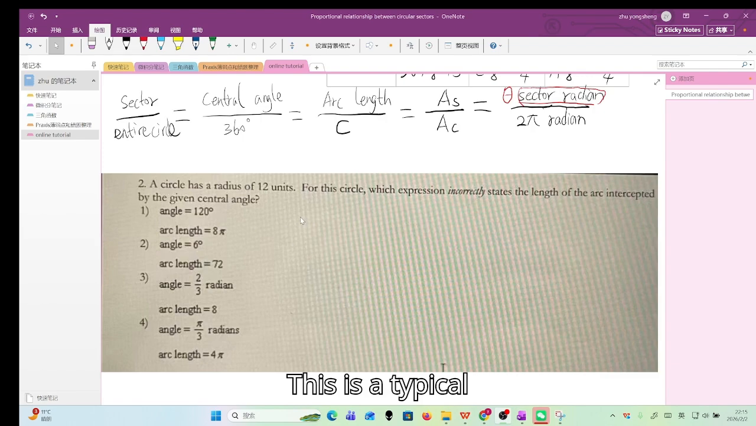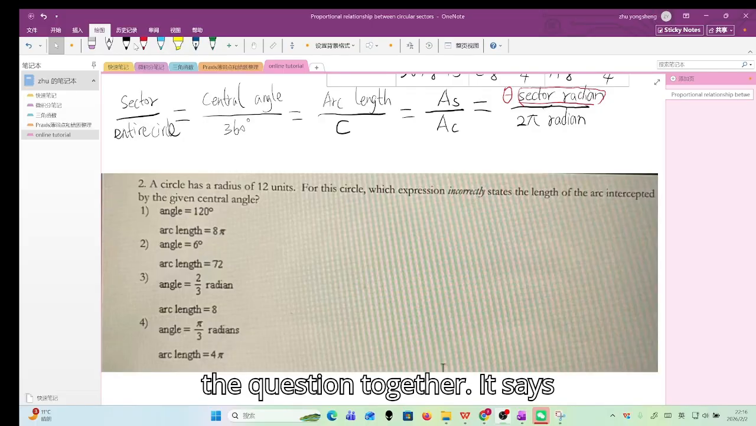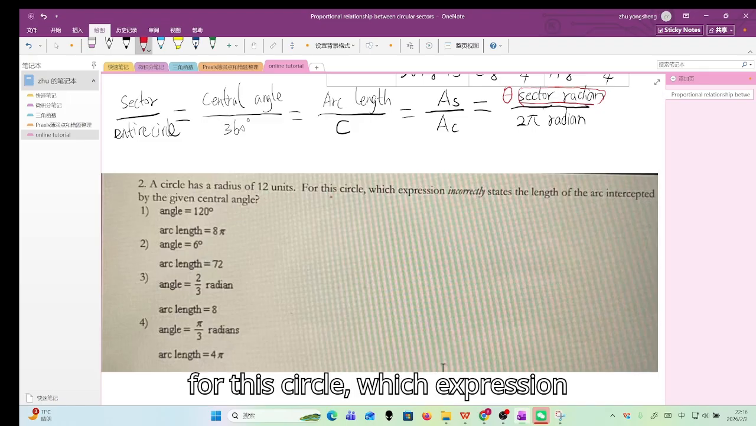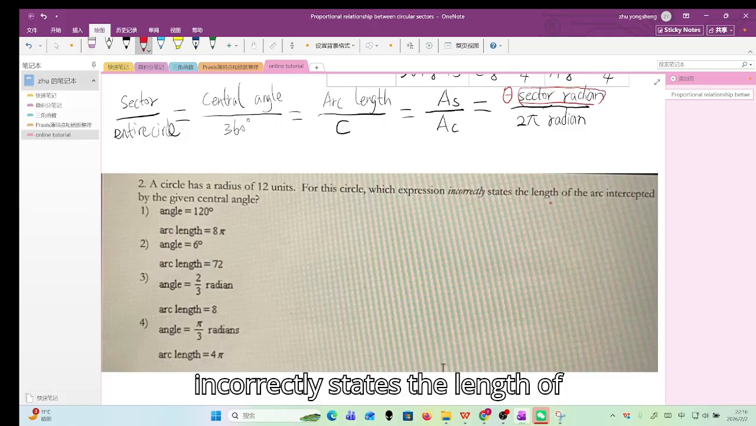This is a typical question about measure of angle, arc length, the measure of angle in radian. So let's read the question together. It says that a circle has a radius of 12 units. For this circle, which expression incorrectly states the length of the arc intercepted by the given central angle?